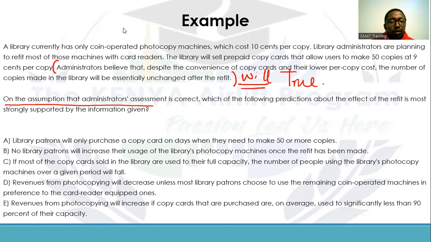Okay, so what do we know? We know the costs. The coin-operated ones are 10 cents per copy. The prepaid cards, so 50 copies at 9 cents per copy. And then we know that the number of copies will remain unchanged after the refit. So we have that information. So let's try to infer. A, library patrons will only purchase a copy card on days when they need to make 50 or more copies.